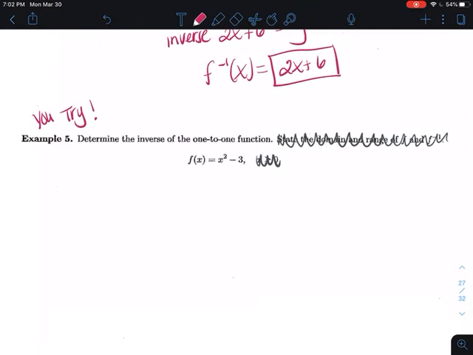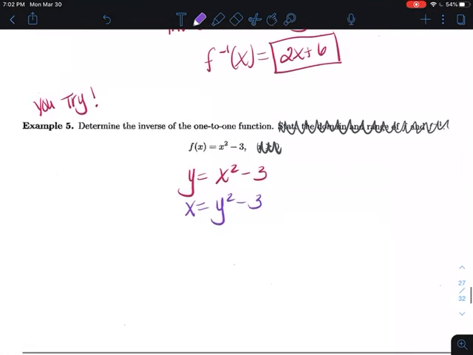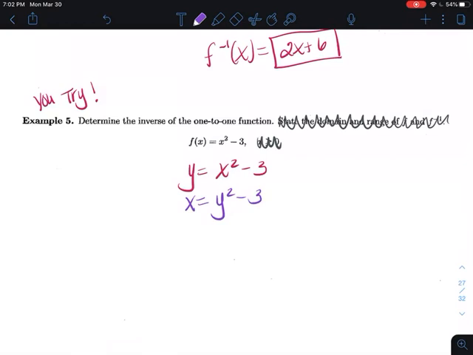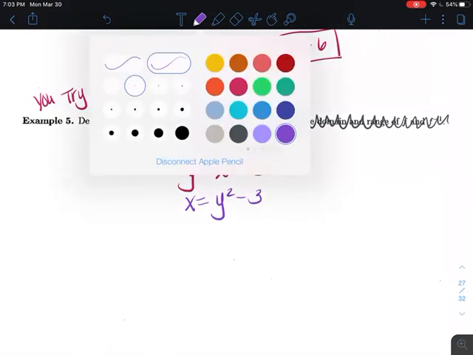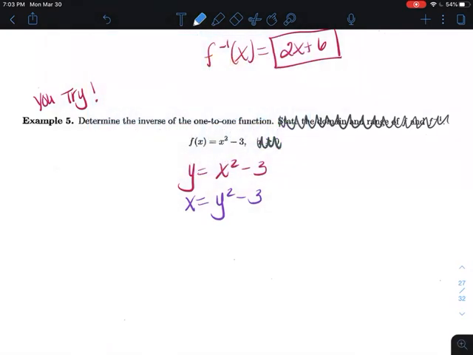All right, so coming back here, first step is to rewrite the equation using y equals instead of f of x. So this is y equals x squared minus 3. Then I'm going to switch x and y. So x equals y squared minus 3. The next step is to come back and solve for y. So to solve for y, I need to get rid of this minus 3. So I'm going to add 3 to both sides.